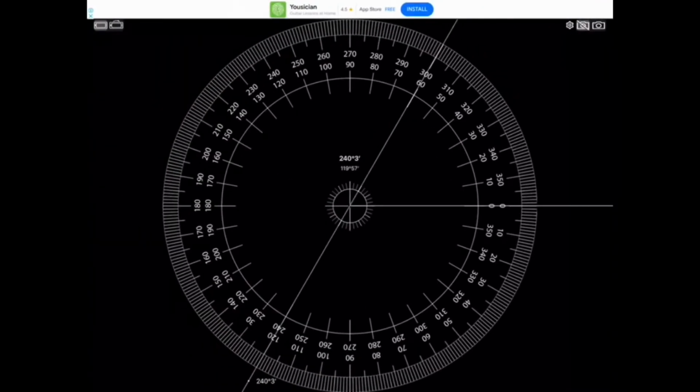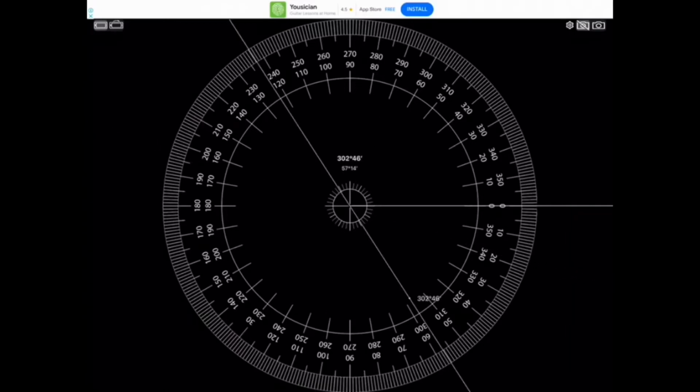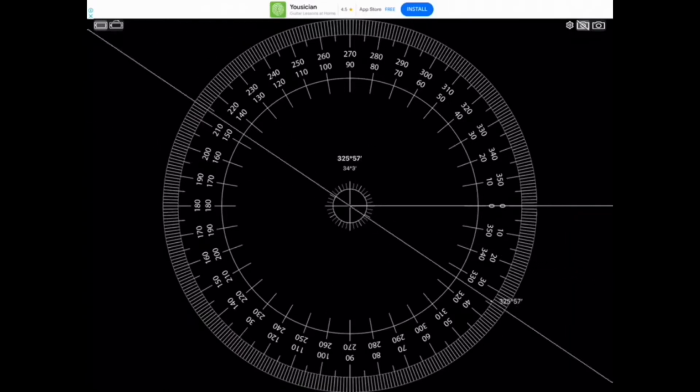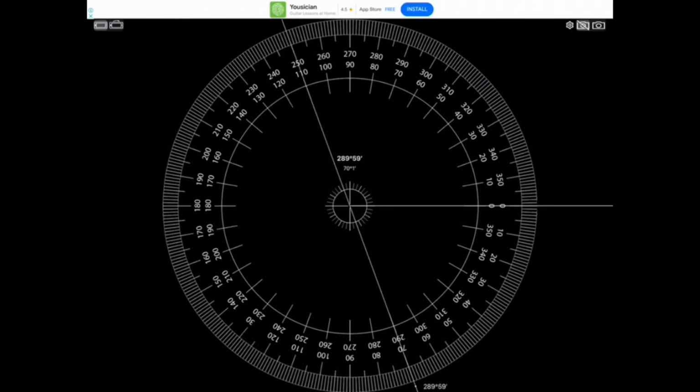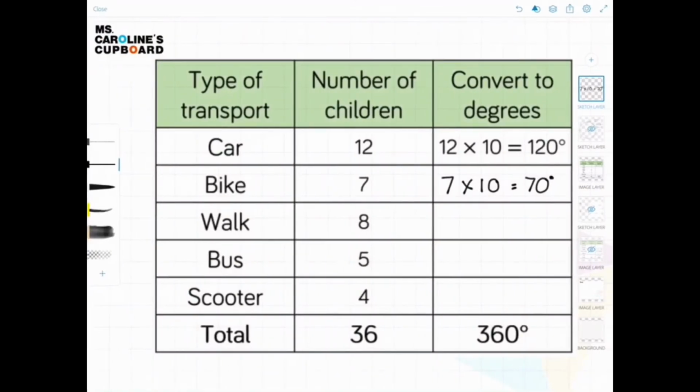So let's look back at our protractor. We would move our whole protractor around till the 0 is back on the line, and we would find 70 degrees and make sure that our section is 70 degrees big. Let's look at the next one. Walk. 8 children. So 8 children times by 10 degrees is, you got it, 80 degrees. Bus, we have 5 times 10 is 50 degrees. And finally, scooter, 4 times 10 is 40 degrees.